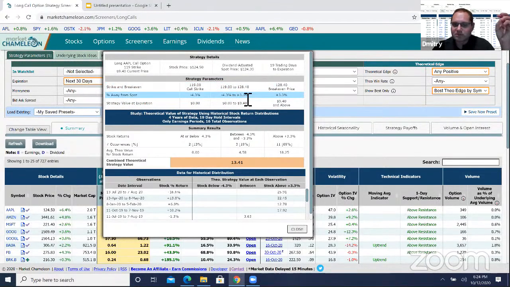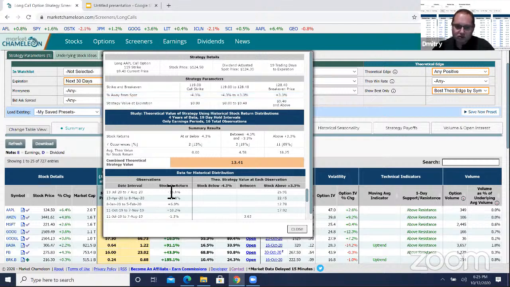So anywhere in this band, negative 4.3% to positive 3.3%, it'll be worth anywhere between 0 and 940, but it'll still be a loss. So our question is, how frequently does this happen? This goes to Steve's question. How frequently does the stock go up by more than 3.3% to make this option profitable? Because that's our break even, 3.3%.